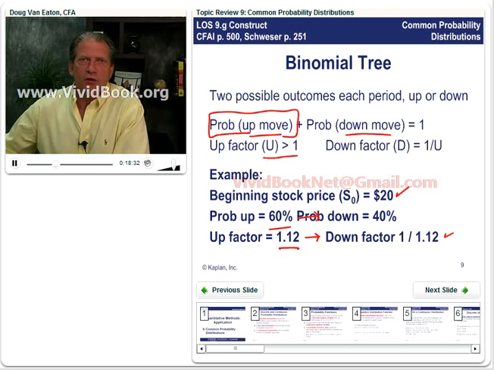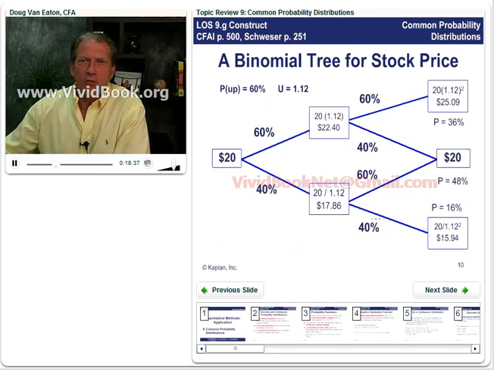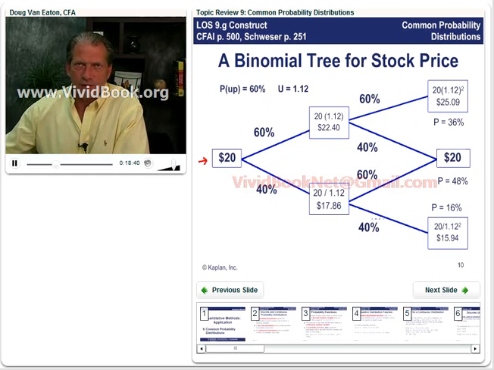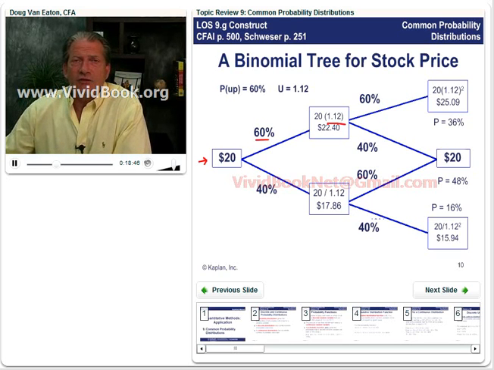So let's take a look at our tree here. We've got a starting stock price of 20. Probability of an up move is 60%. The size of our up move, or our up move factor, is 1.12. And so we've got 3 possible outcomes. Okay? We've got up, up. And what's the probability of 2 up moves in 2 draws?